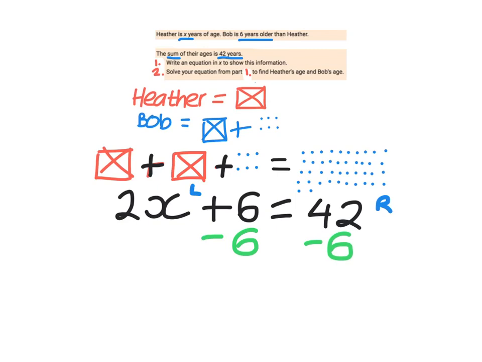So I have 2x then. Plus 6 minus 6 gives me 0. 42 minus 6 gives me 36.